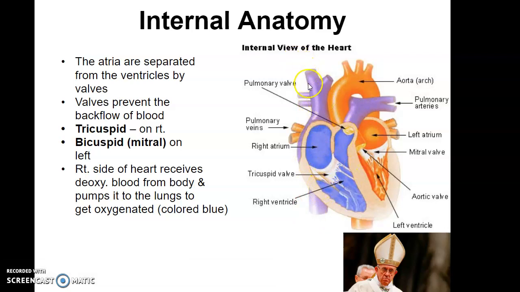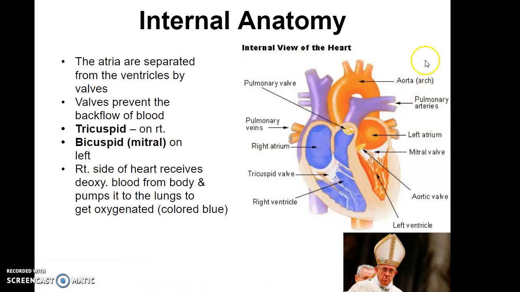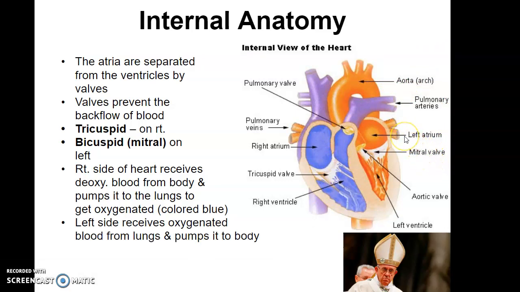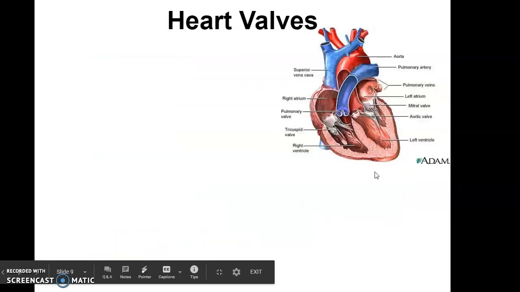So that's going to be our deoxygenated blood coming in the right side, getting pumped to the lungs. It travels through the lungs and then now has picked up oxygen, and it's going to come into the left side of the heart where it goes into the left atria, left ventricle, and then it pumps out to the body where it's going to drop off that oxygen and pick up more carbon dioxide. So just know that there's two sides to the heart. The right side is always going to be deoxygenated blood, and then the left side is always going to be oxygenated blood. Let's talk a little more about heart valves.